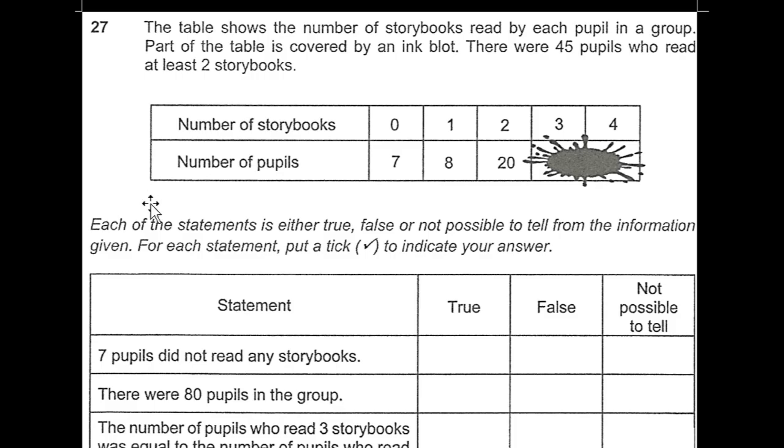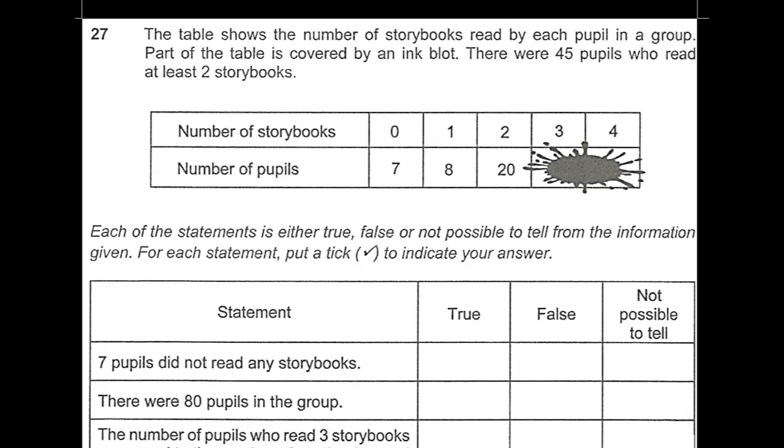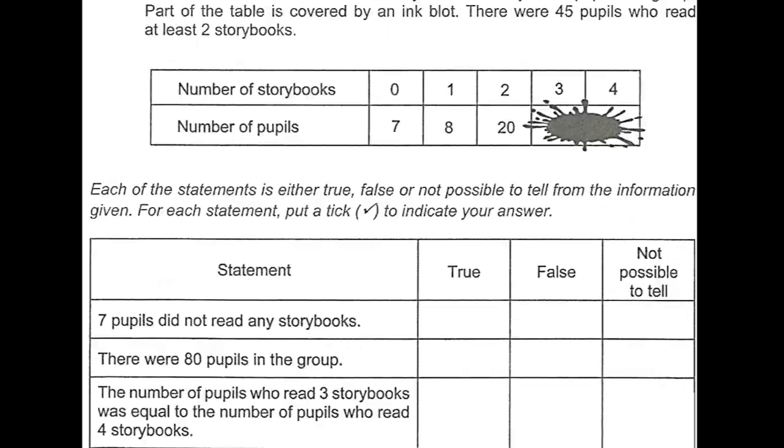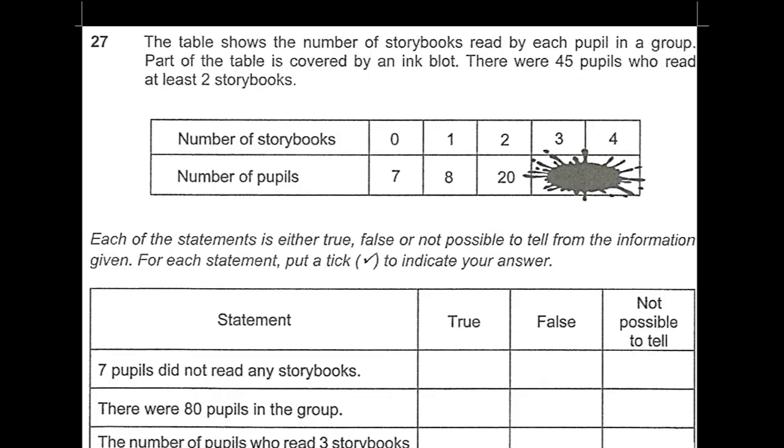Question 27. Let's see if I can get the question on the screen correctly. Okay, that's the best I can get. The table shows the number of storybooks read by each pupil in the group. Part of the table was covered by ink, which means there is a blank you cannot see. There are 45 people who read at least 2 storybooks.